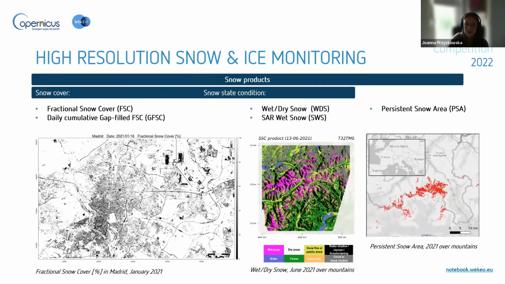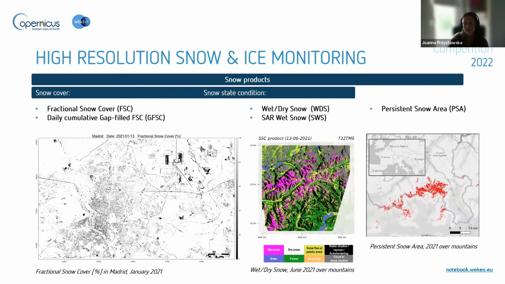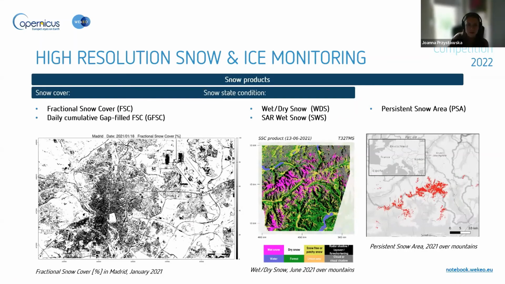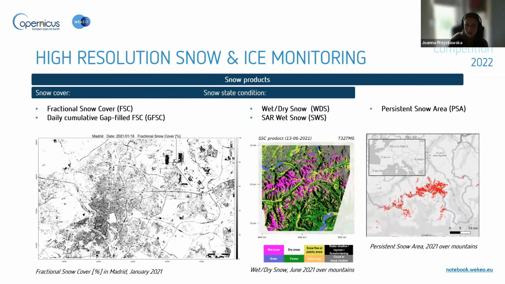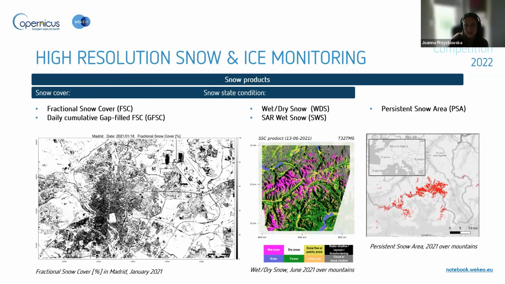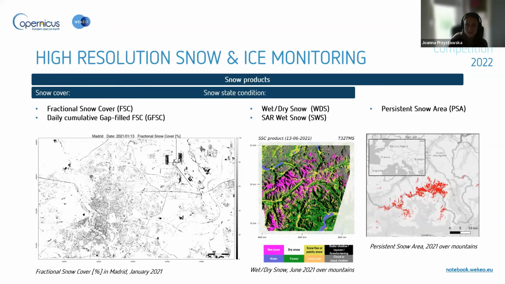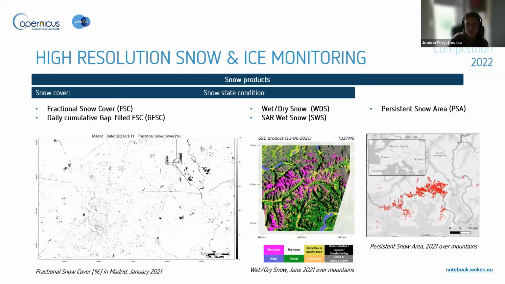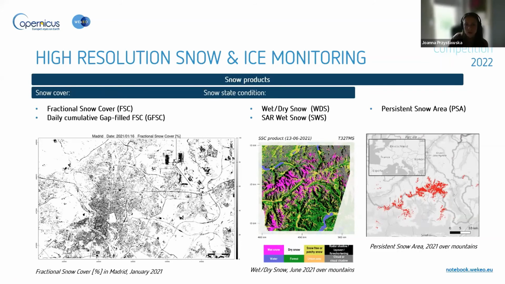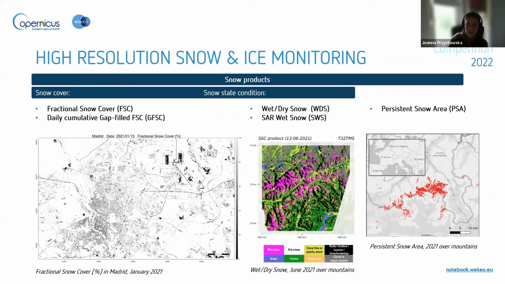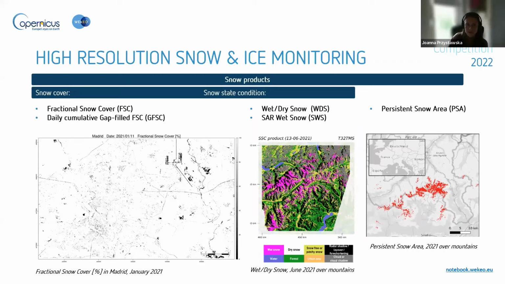And just a brief overview of our snow and ice products portfolio. We have 5 snow products, among them 2 snow cover products. There is fractional snow cover, which provides the snow fraction on the top of the canopy and on the ground. And here you can actually see the example of fractional snow cover in percentage, where 0 is black color and 100% is white color in Madrid. And you can see how it has been changing in January 2021. And then another product is daily cumulative gap filled fractional snow cover that completes fractional snow cover product.